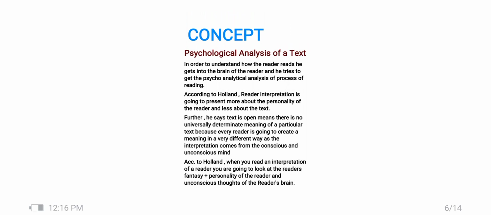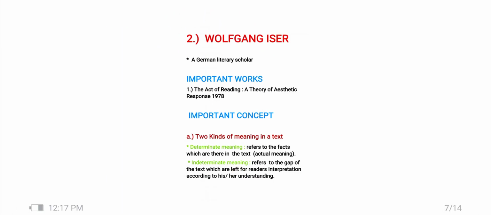According to Holland, when you read an interpretation of a reader, you are going to look at the reader's fantasy plus personality and the unconscious thoughts of the reader's brain. When we read an interpretation or review given by the reader, we get a look at the reader's or reviewer's personality, what he likes, what he doesn't like, and what his or her thoughts were before approaching that text or movie. So that's going to reveal more about the reader's personality. This is the psychoanalytical concept given by Holland.